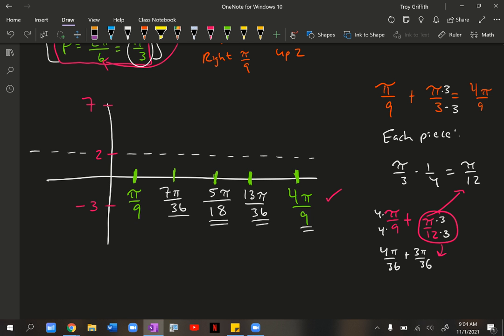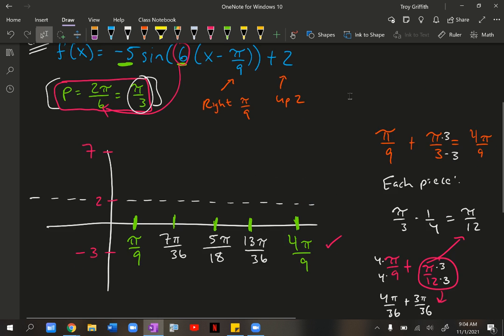So the top of these go up by 3 as the bottom stays at 36 the entire time, and then I just simplified some of these fractions a bit. Okay, this is the hardest part of the graph. From here, all we got to do is make sure that we graph this appropriately.